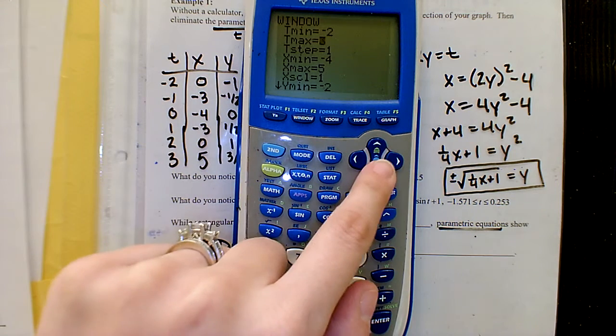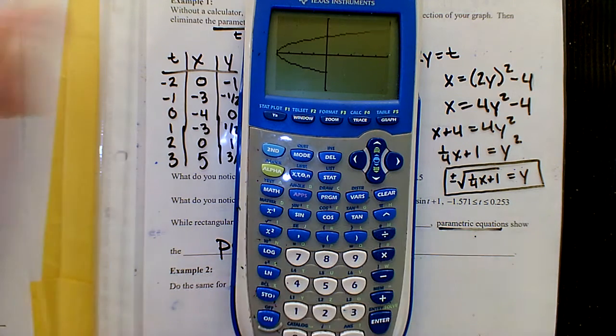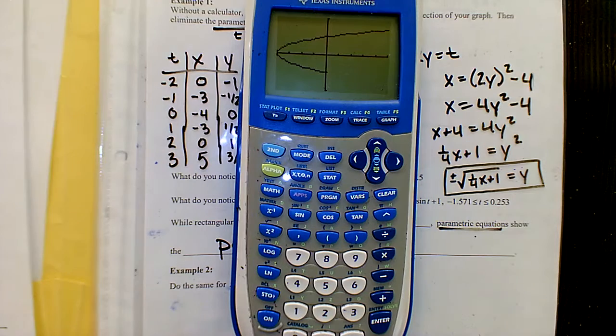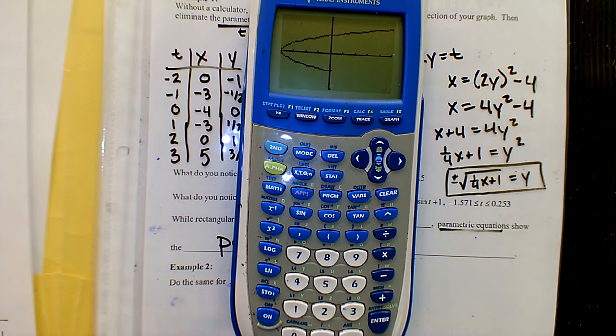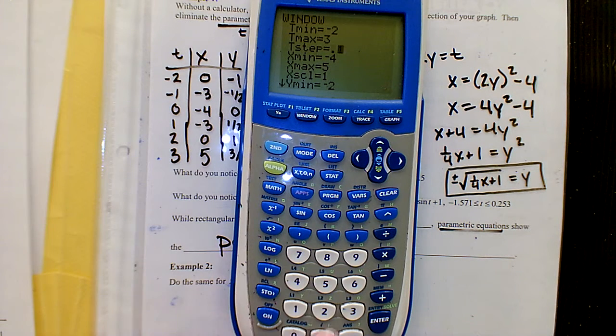If you go back to window and change the T-step to 0.1 and hit graph, it still graphed it fairly quickly, but it wasn't as quick as the previous one because your calculator is graphing more ordered pairs or points to plot. Maybe we want to change it to 0.01. Notice how much slower it takes to graph it because it's graphing many, many more data points. So maybe the reason you didn't see the whole thing was because your T's were set differently. Eric, is it working better now?